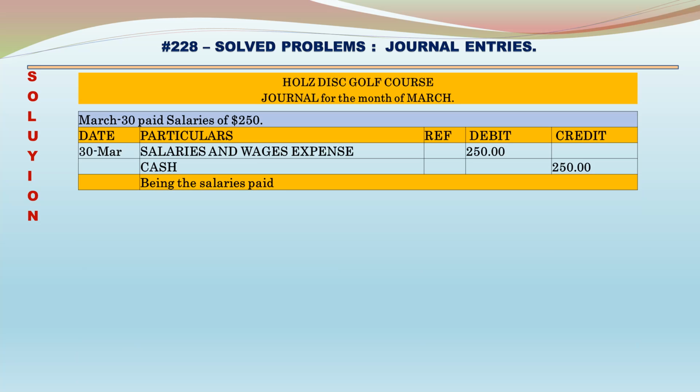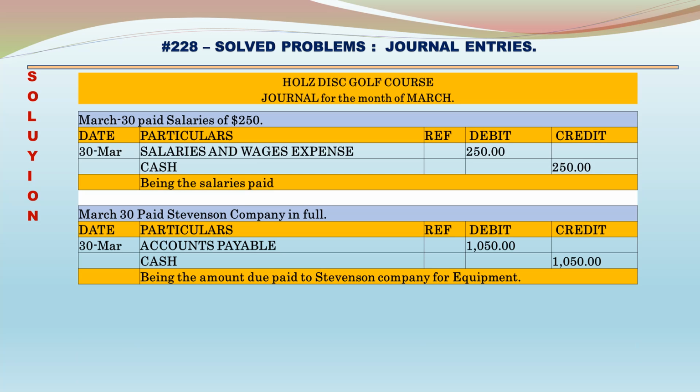March 30. Paid salaries 250. Salaries and wages expense debit 250, cash credit 250, being the salaries paid. March 30. Paid Stevenson Company in full. Accounts payable debit 1050, cash credit 1050, being the amount due to Stevenson Company paid.